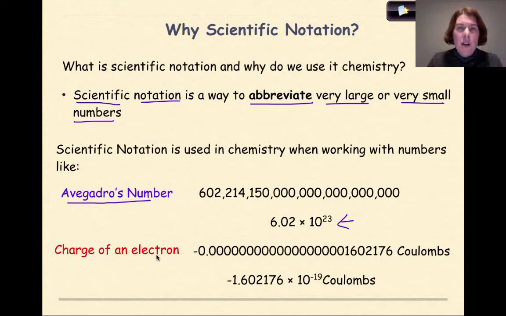Absolutely brilliant. Another number used in chemistry is the charge of an electron. You can see this negative right here because we know electrons are negative, and it's basically that many coulombs, which is really, really tiny. So instead of writing out all those zeros all the time, we represent it as negative 1.602176 times 10 to the negative 19 coulombs. Much easier to write it like this rather than all of these zeros. So that's the reason why we use scientific notation. We just really don't want to write such very large or very small numbers.